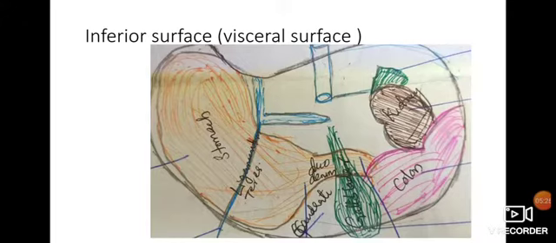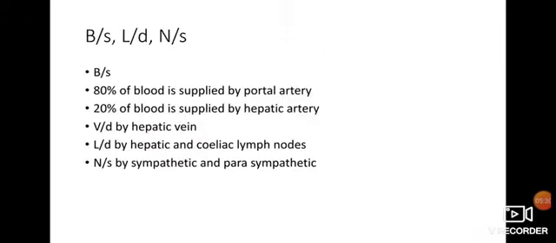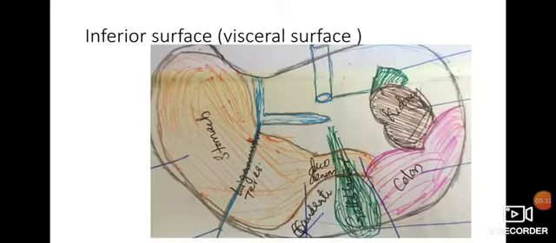This is the same picture showing the different organs that come there. Here is the stomach, first part of the duodenum. Then this is the ligamentum teres. Then this is the gallbladder, quadrate lobe.